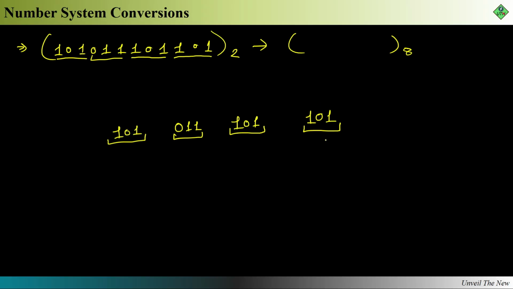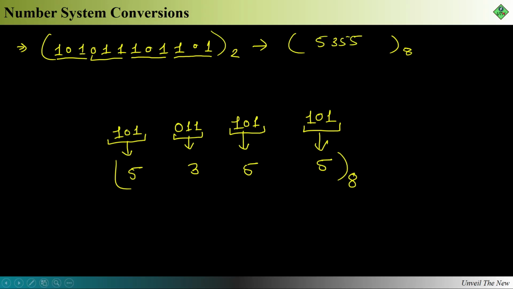Now, what is the decimal of this 101? We all know it is 5. What is the decimal of 101? It is 5. What is the decimal of 011? It is 3. And what is the decimal of 101? It is 5. So this is your octal conversion. This is the octal number that you are getting, right? 5355. So this is your answer.